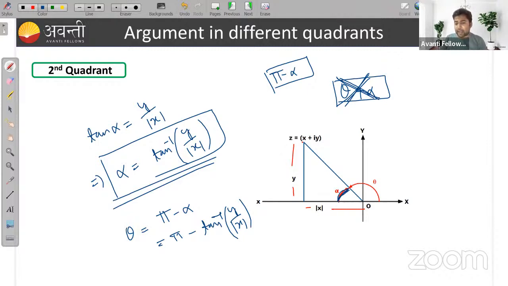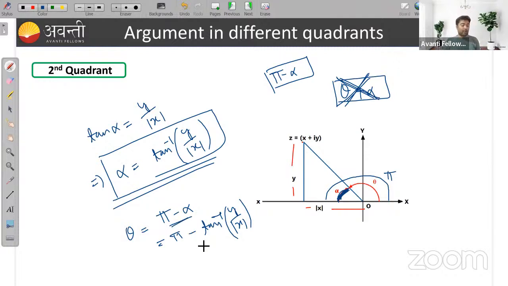See now, in this right angle triangle, if this angle is alpha, then tan alpha will be y upon mod x, height upon base. Yes or no? So alpha becomes tan inverse of y upon mod x. But alpha is not my argument. First we find alpha, then by using alpha we can find the argument, which is theta equal to pi minus alpha. This total angle is pi, so if we subtract alpha from pi, we get theta. Is that clear to everyone?